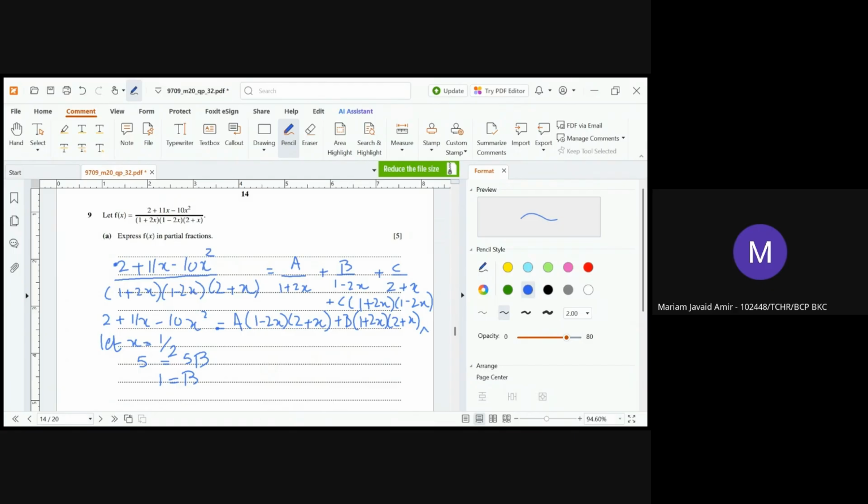Next, I'm going to equate this to 0, so that these terms become 0 and we'll be able to find the value of c. So I'm going to write let x equals negative 2. That will give us negative 60 on the left hand side and negative 15c on the right hand side, which gives c equals 4.